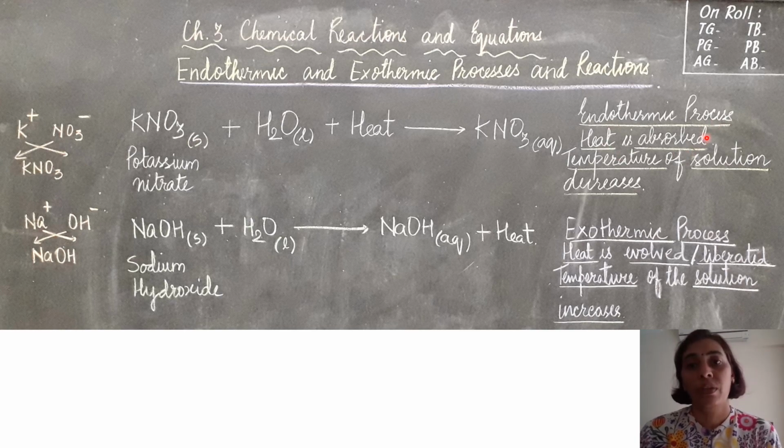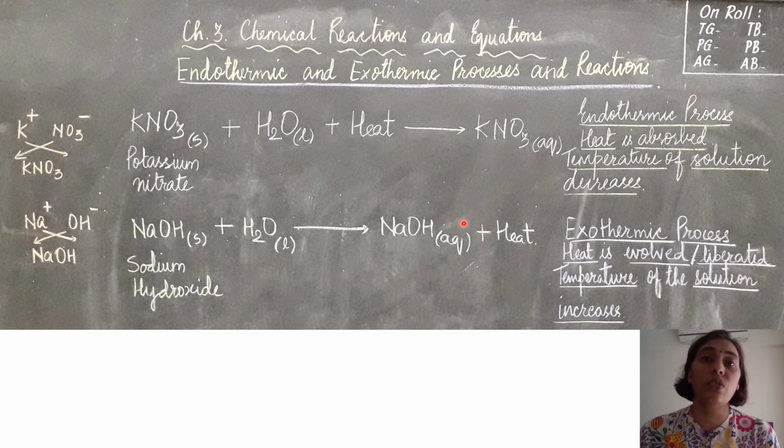Heat is absorbed. Here we are not supplying any heat. It is absorbing the heat from the surroundings and the temperature of the solution decreases. Coming to the next one, that is NaOH. This is solid form. And this is water, again tap water we have taken. You take the initial temperature of water, say it is 23 degrees Celsius, and then you add NaOH to it, and it is highly soluble in water, and what you are going to get is aqueous solution of sodium hydroxide along with heat.